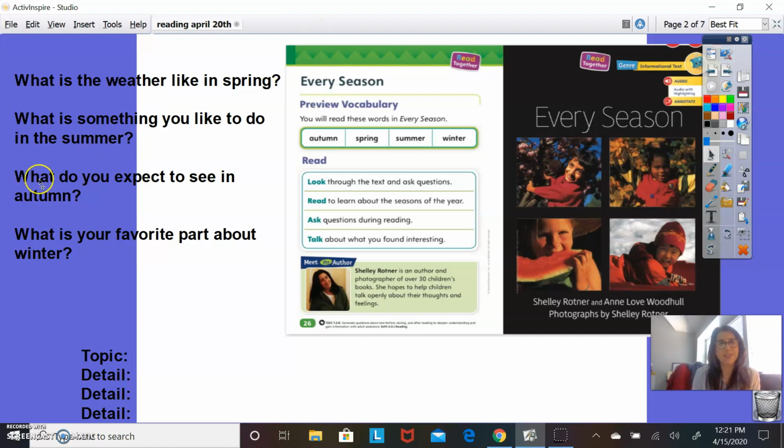The next question asks, what do you expect to see in autumn? Autumn is just another word for the season fall. So what would you expect to see in autumn? Think about those books that we read in Epic and what we learned about the seasons. What would you expect? Right now I'm thinking about the trees in autumn or fall, and we can say that the leaves start turning colors and they also start falling down to the ground.